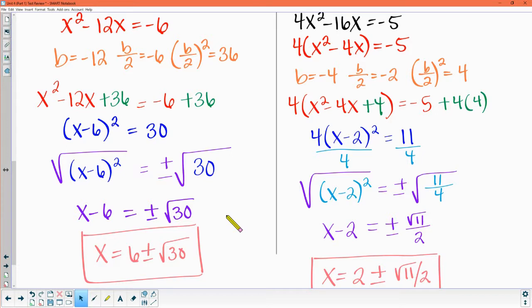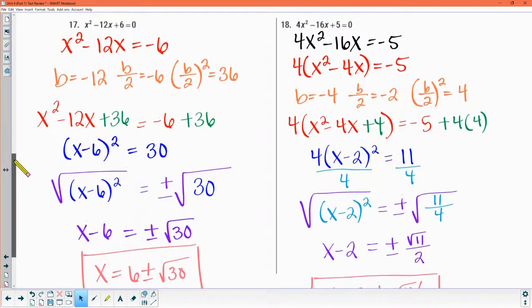Now, if this were something like the square root of 4, yes, we would expect you to simplify that to be 2, but 30 is not easily taken the square root of. So we're going to leave it alone. I'm going to add 6 to both sides of my equation, and I'm going to get x equals 6 plus or minus square root of 30. Yes, if you forget to do plus or minus, you will lose points for not having both solutions.